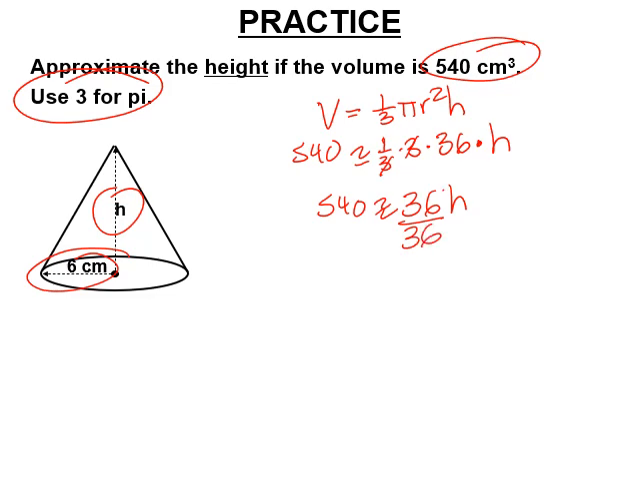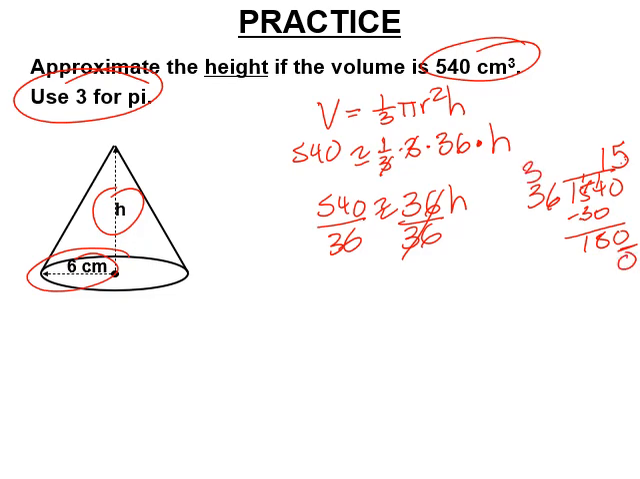Divide both sides by 36. How many times does 36 go into 180? Well, it ends in a 0. 5 is a good guess because we can't guess 10. It's always 1 through 9 if it comes out nicely, right? 5 times 6 is 30. Yeah, and so 15 centimeters is approximately our height.